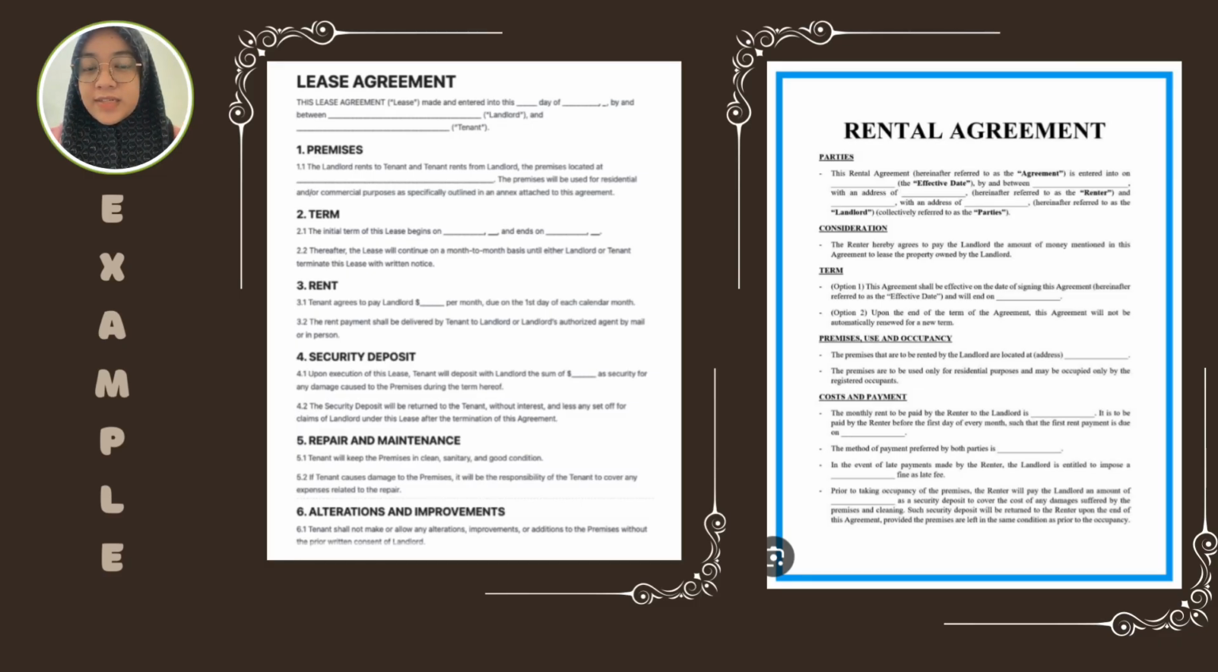So this is an example of the agreement, where the left one is the lease agreement and the right one is the tenancy agreement. Basically both of these should have the details that I explained in the previous slide. So you can see here all the details are included in this agreement, like the name of the owner, the signature, the term of the contract, and so on.